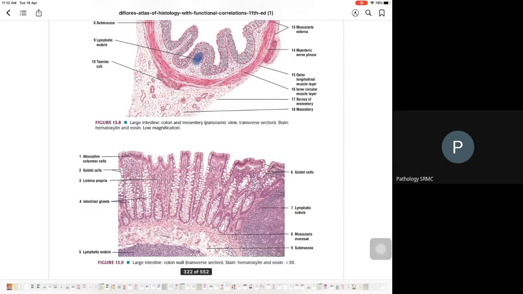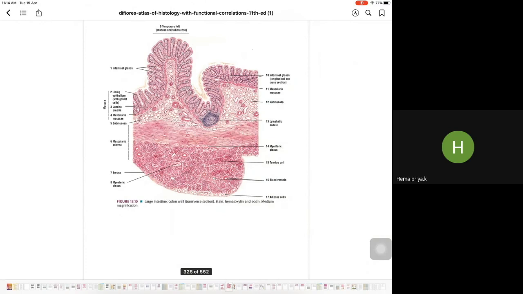Starting from top left, there are absorptive columnar cells, goblet cells, lamina propria, intestinal glands, lymphatic nodule, goblet cells again, another lymphatic nodule, muscularis mucosae, and submucosa. So figure 13.10, large intestine, colon wall, transverse section, stain hematoxylin and eosin, medium magnification.